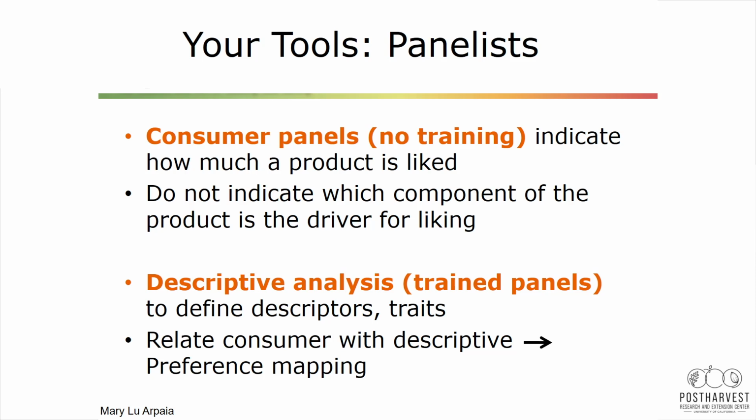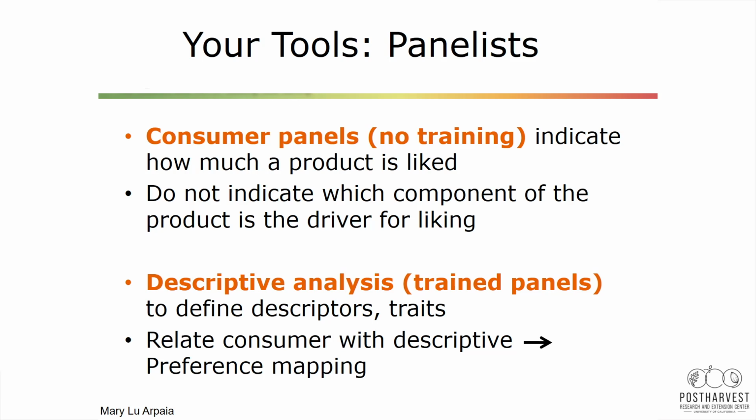So when you do consumer panels, you don't need to train, but you need a lot of measurements to be representative of the population, right? So logistics is a big issue there because you need lots of sample to serve to lots of people. In the descriptive analysis, you only have 10, 12 panelists, but you have hours of training to really get everybody on the same page on how to assess something.